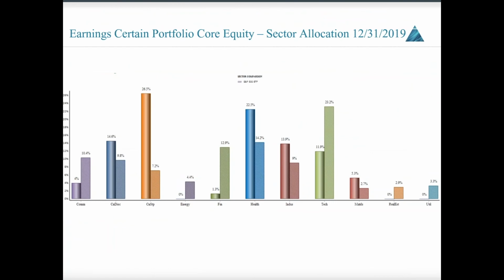So what I want to do now is spend a few minutes taking a look at some of the differences in the constructs relative to sector allocation and how that relates to performance, okay? So this is the earnings certain, the broader 75 stock portfolio and its sector allocation if you were to do an equal dollar allocation on 12/31/2019.